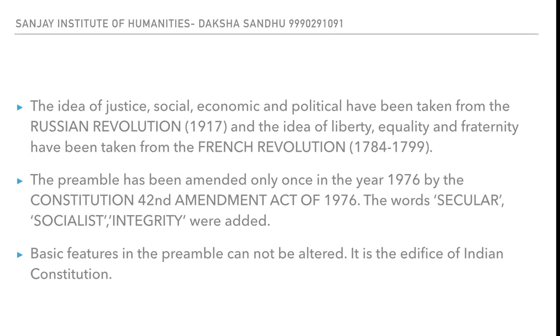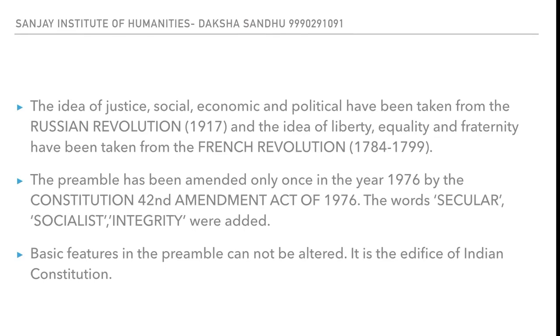On the question whether the preamble can be amended or not, there have been different cases on which the Supreme Court gave its hearing, and according to the Supreme Court's decision, the court observed that the edifice of our constitution is based upon the basic elements mentioned in the preamble. If any of these elements are removed, the structure will not survive and it will not be the same constitution. So according to the decision of the Supreme Court, basic features in the preamble cannot be altered. So did you get my point?